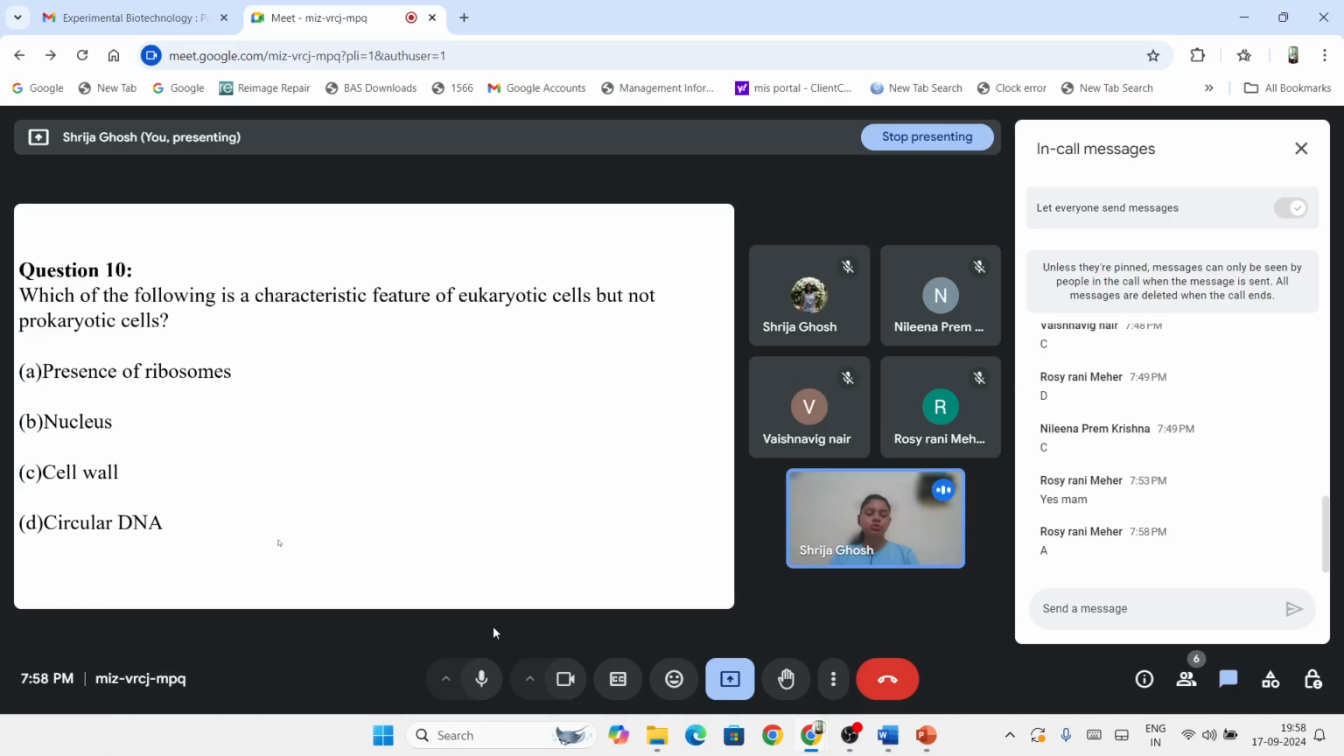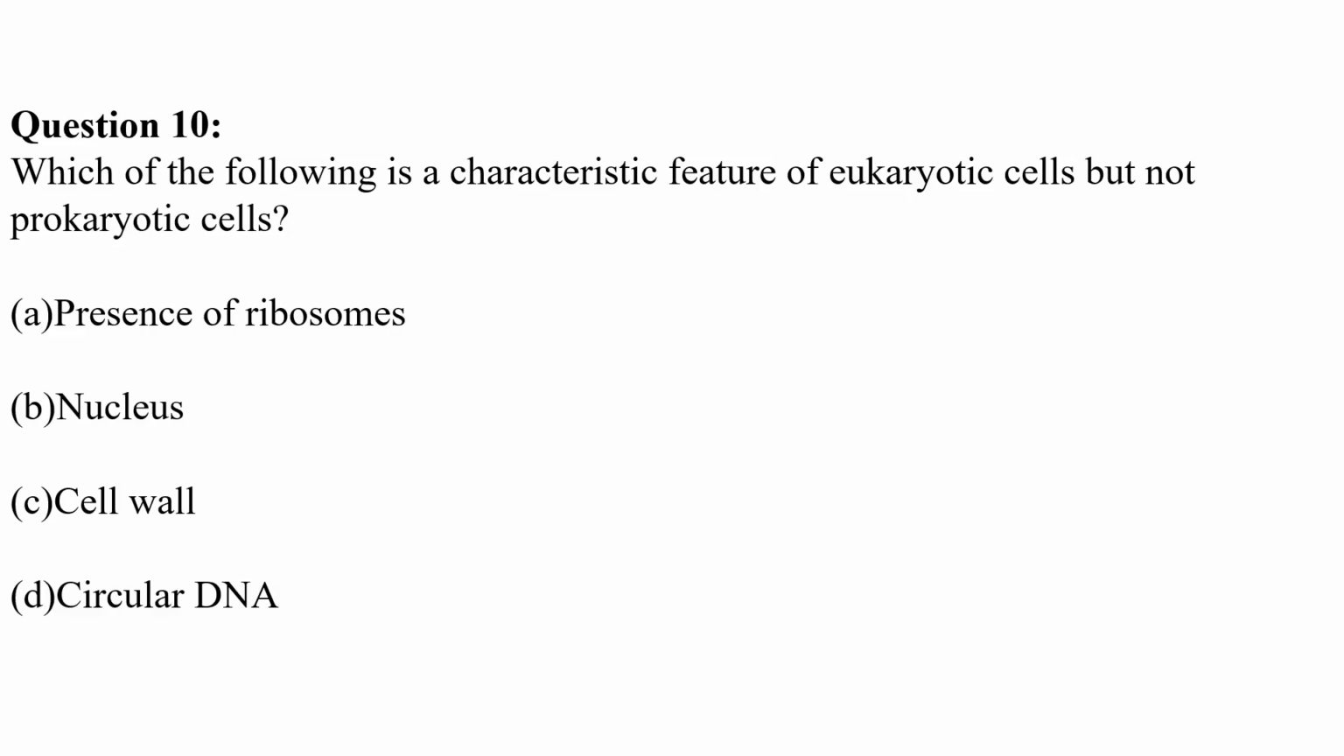Okay, Rosie has answered option A, presence of ribosome. Anyone else? Are ribosomes present in both eukaryotic and prokaryotic cells, or is nucleus present in both? Okay, we have two more answers. Option B, that is nucleus. Yes, that is the correct answer actually. Nucleus is present only in eukaryotic cells and not prokaryotic cells.